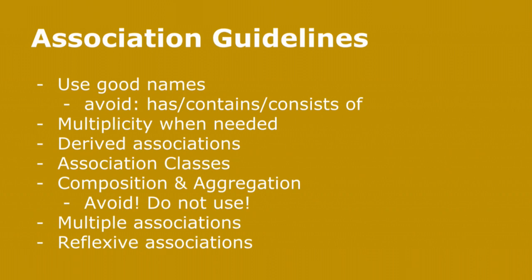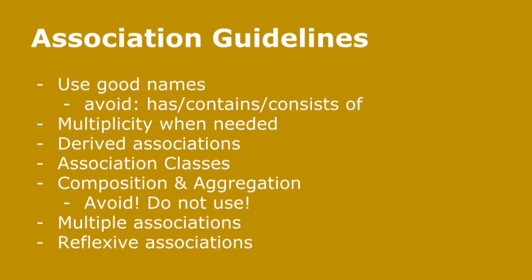Basically, derived associations are about adding associations that can actually be found by going some other path of the domain model. So you can find the information actually is already there, but you want to show that these two concepts belong together. And then you can use a derived association.